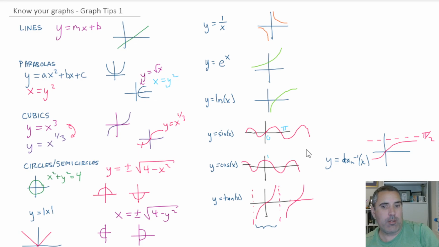So that's it. That's kind of our starting place. In general, what I'm saying here is if you know the rough shape, that's kind of all you're going to need to know. And then you can plot a few points and you can get a good enough graph to do most of what we're doing.